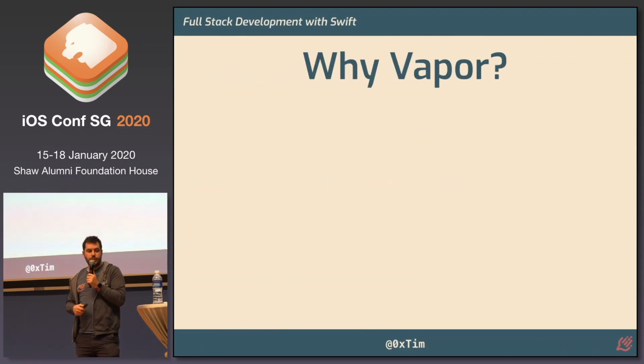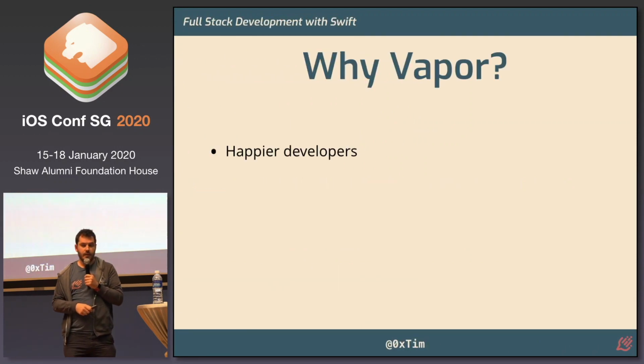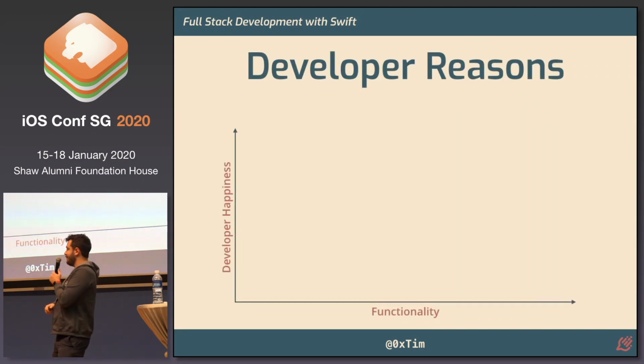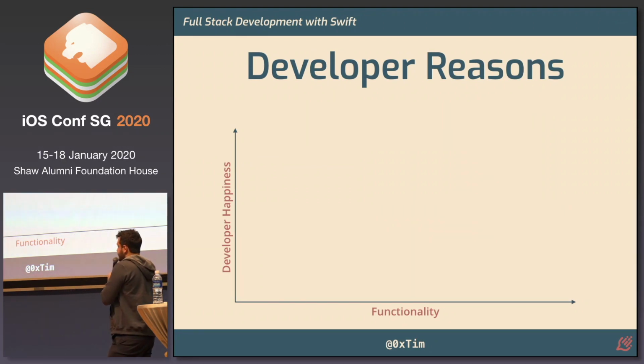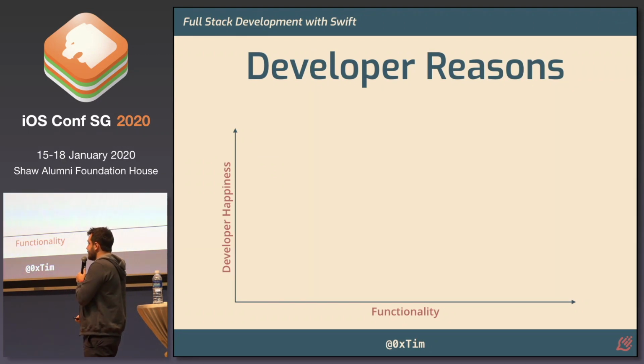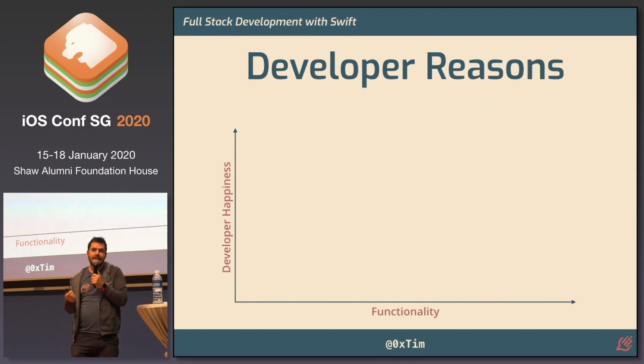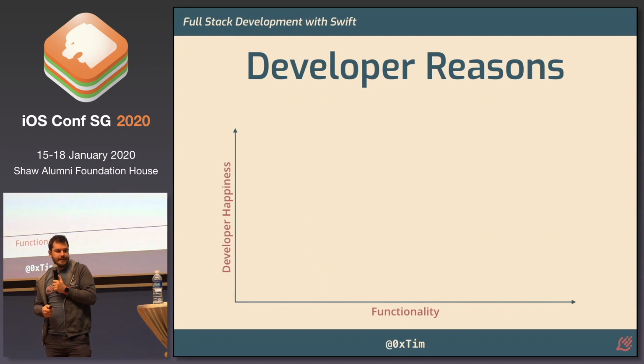So why would you use Vapor as a developer? Well, to start with, you get happier developers. Now, why do you get happy developers? I have this really scientific graph here with functionality on the x-axis and developer happiness on the y-axis. And as you're building your app, you start an app, you realize, well, I need a backend, I need an API, because all apps do these days.